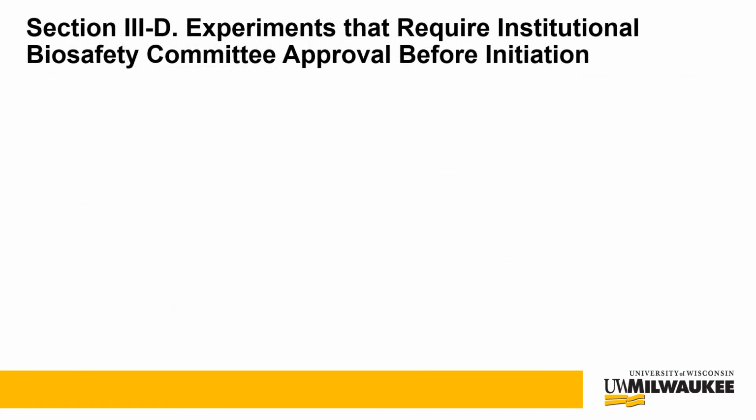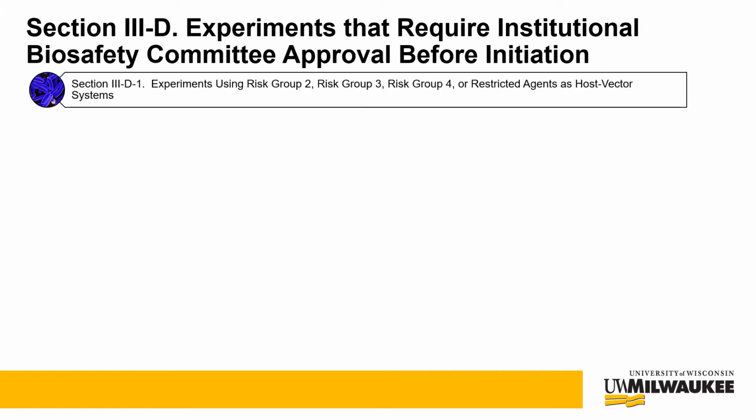Most non-exempt experiments that you may encounter in your research fall under Section 3D, experiments that require Institutional Biosafety Committee approval before initiation. Section 3D1 is where all experiments using Risk Group 2, Risk Group 3, Risk Group 4, or restricted agents as host vector systems.